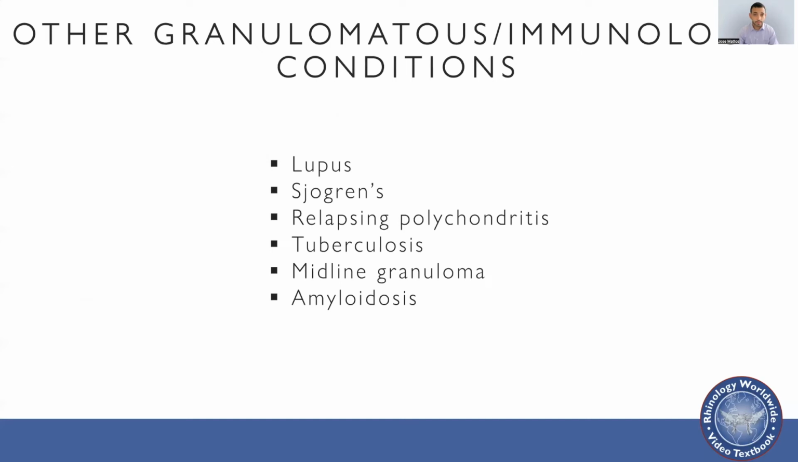There are other granulomatous and immunologic conditions like lupus, Sjogren's, relapsing polychondritis, tuberculosis, midline granuloma, and amyloidosis, which can also present with nasal manifestations, but these are less likely.